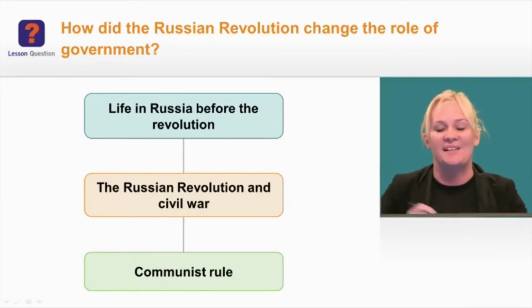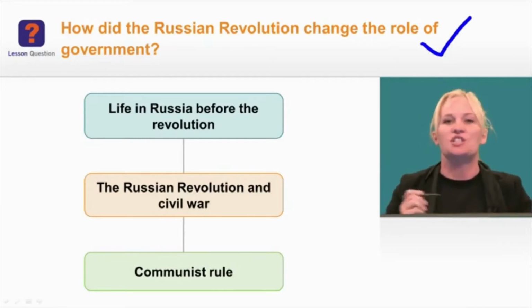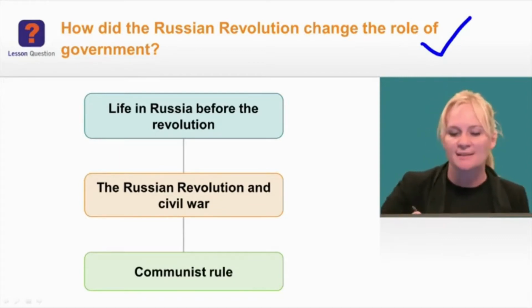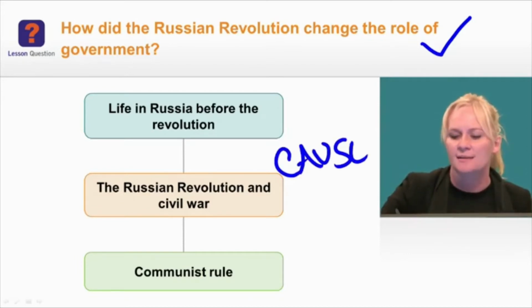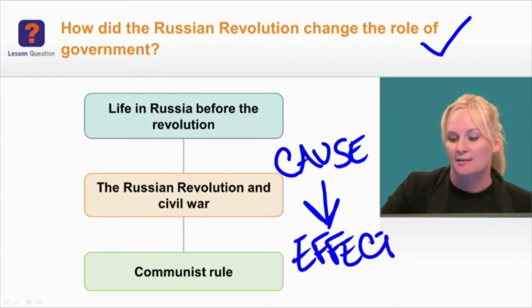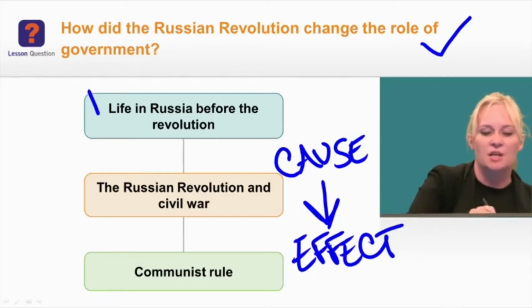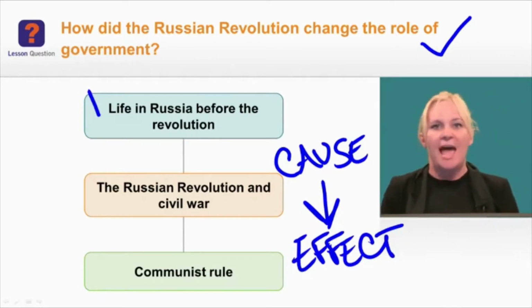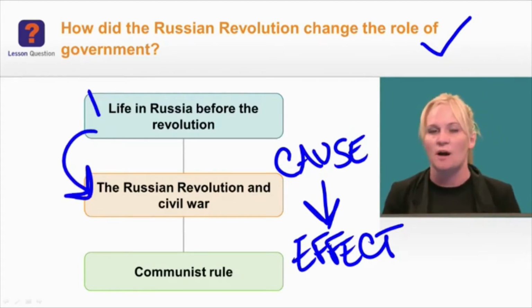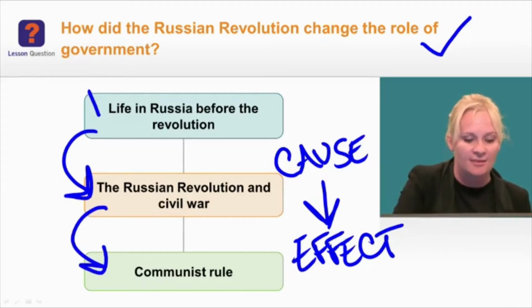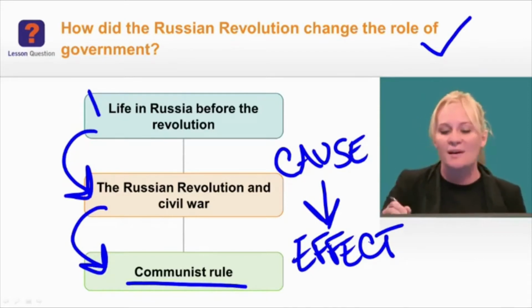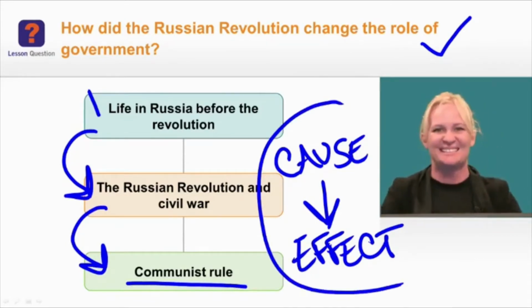Let's start out by taking a look at our lesson question. How did the Russian Revolution change the role of government? Now, it's important to remember that when we're talking about revolutions, we're always thinking about the ideas of cause and effect. How did one thing or one action lead to another? First, we're going to look at life in Russia before the revolution, and then how that caused the Russian Revolution and the Civil War, and then finally how that caused the end effect, which was communist rule. So as we go through this lesson, just always think about these ideas of cause and effect.